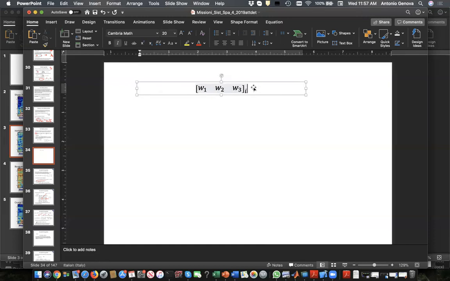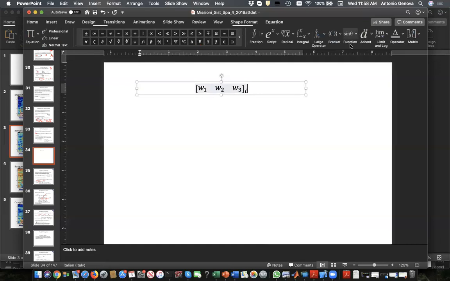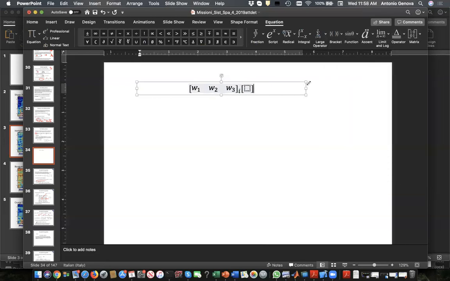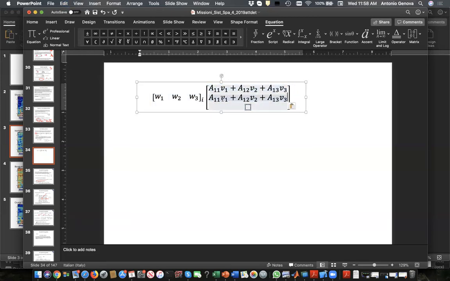So for example, this is multiplied by the column vector that is, it will be A11 times B1 plus A12 B2 plus A13 B3, and the same thing for the second row. So that represents the expression that you have over there.